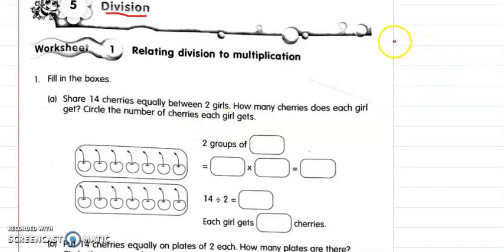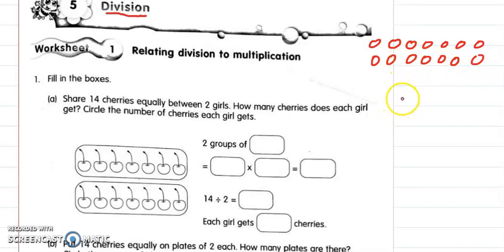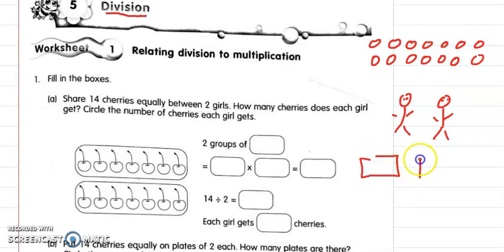So what we can do is draw 14 cherries. Let's suppose these are the cherries. I'm going to draw 14 cherries: 1, 2, 3, 4, 5, 6, 7, 8, 9, 10, 11, 12, 13 and 14. Here I have drawn 14 cherries. Now I will divide them equally between the two girls. Let's suppose these are the two girls, and I'm going to make a box for each of them where they can put their cherries.